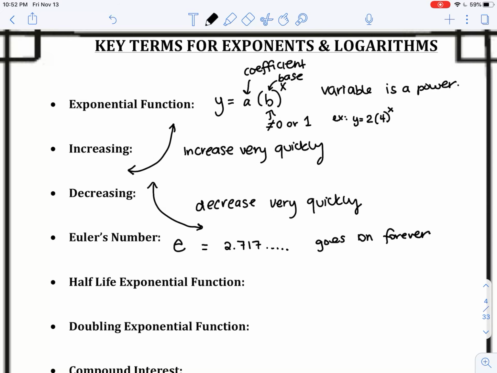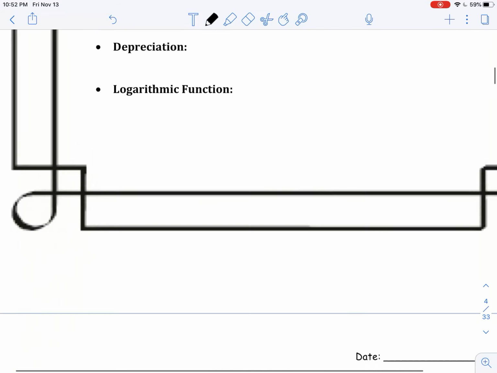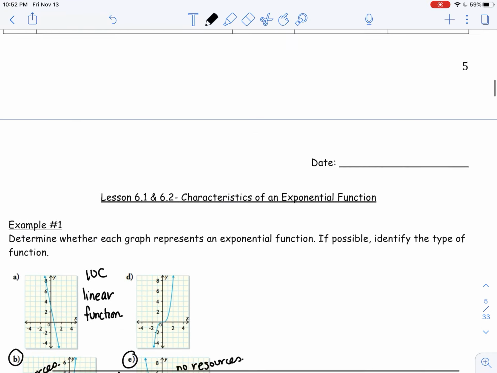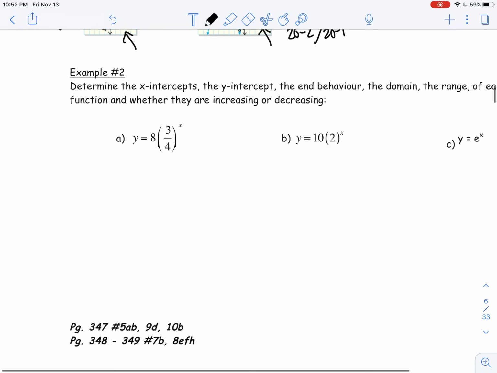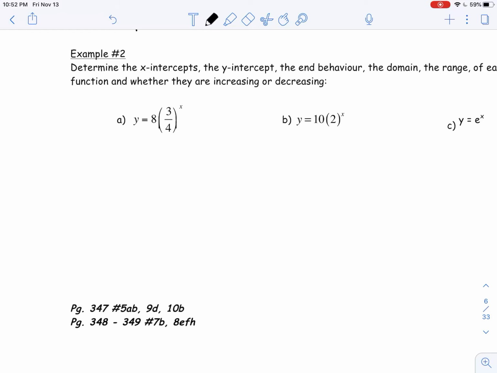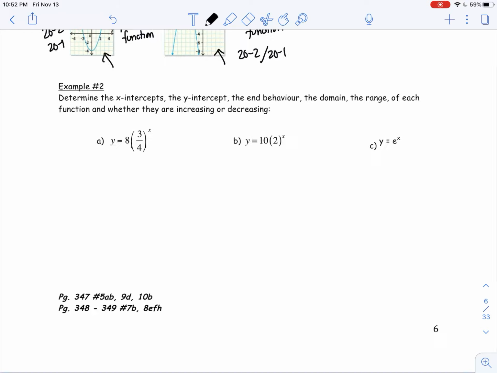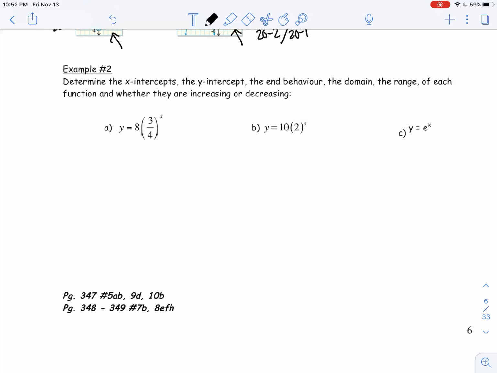Okay, so these are the first 3 definitions, and we might come back to this later on, but right now we'll go back to lesson 6.1 and 6.2. Okay, so what we're going to do is practice graphing each of these guys right here.